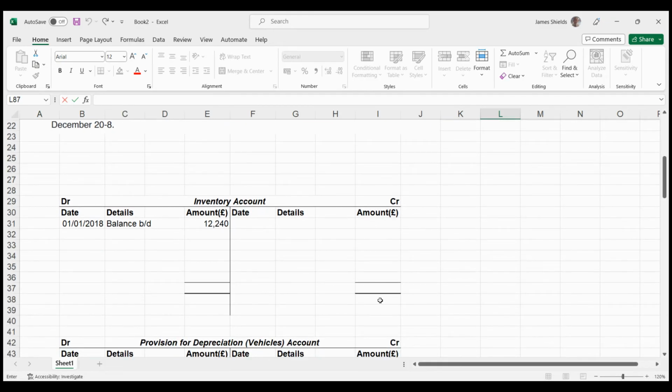Let's start with the inventory account. The 1st of January 2018 balance brought down is £12,240. That would have been last year's closing inventory, which is this year's opening inventory. And the opening inventory this year goes in our income statement. So I'm going to transfer that £12,240 to our income statement. On the credit side, I'll put income statement in the details. The date is going to be the end of the year, so the 31st of December 2018, and the amount is £12,240. And that's the first bit done, it's not the end bit.